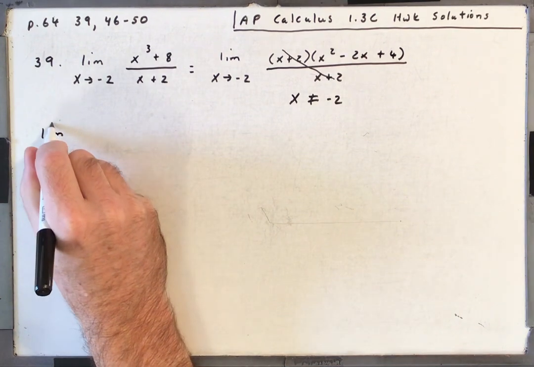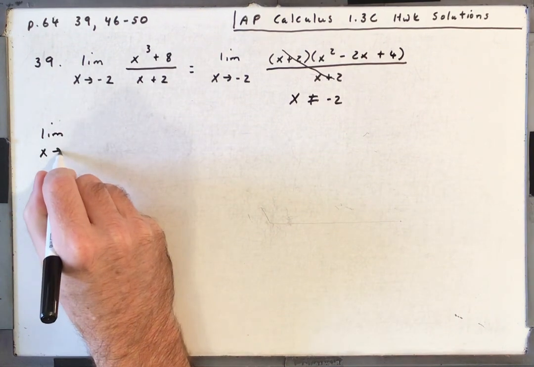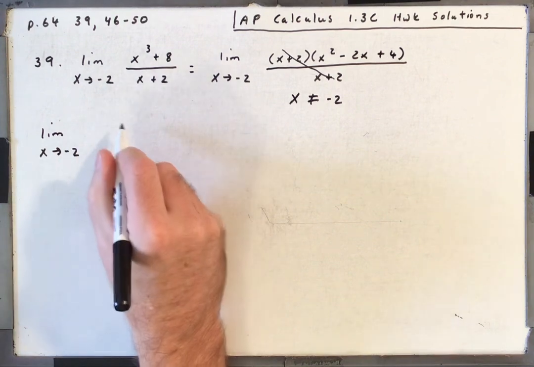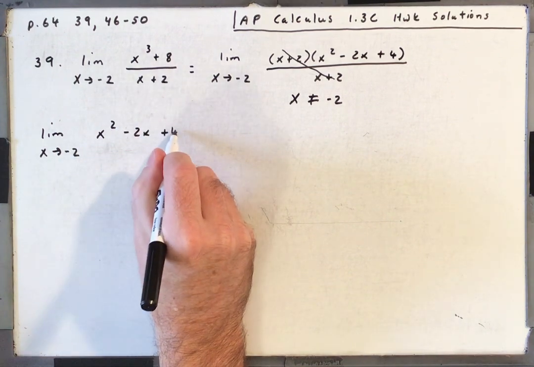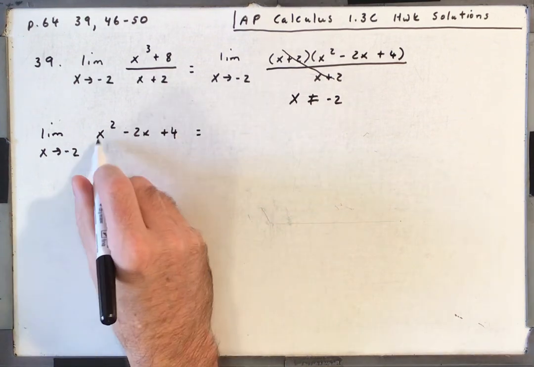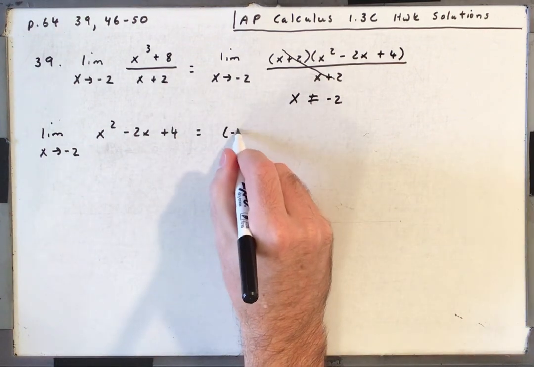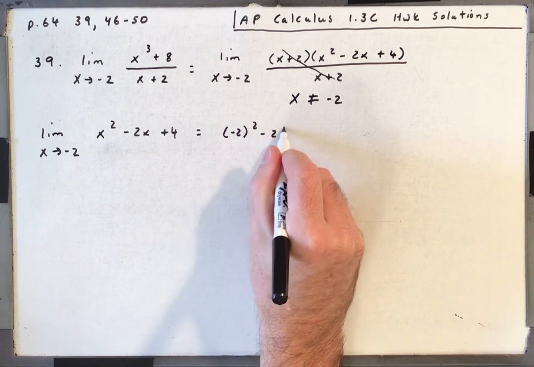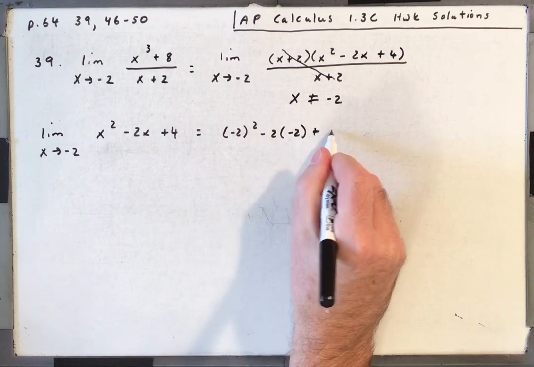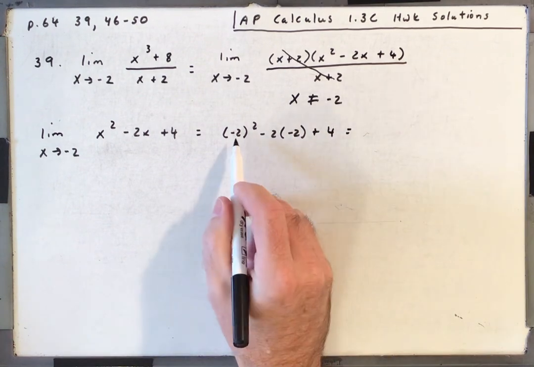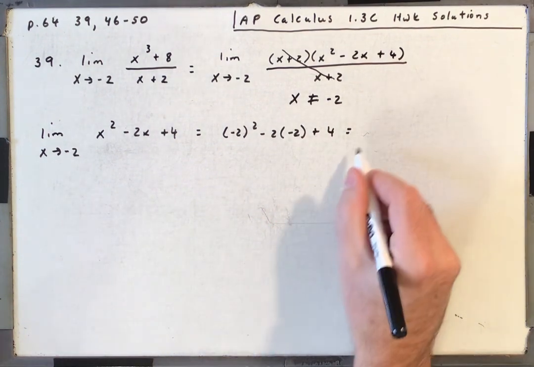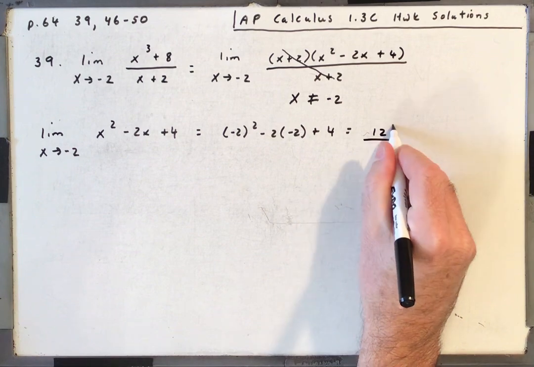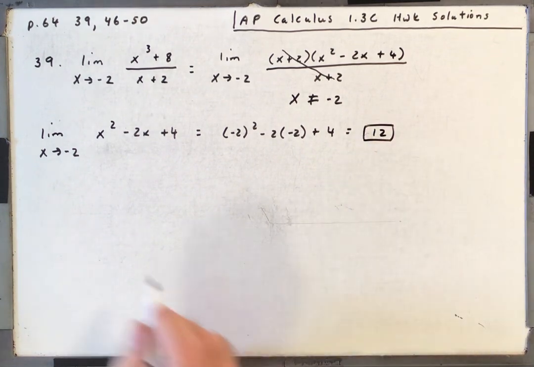So we'll have the limit as x approaches -2 of just x squared minus 2x plus 4. Going to plug in a -2, so we'd have -2 squared minus 2 times -2 plus 4. That's going to be 4 plus 4 plus 4. So be careful with those signs, and the answer is 12.